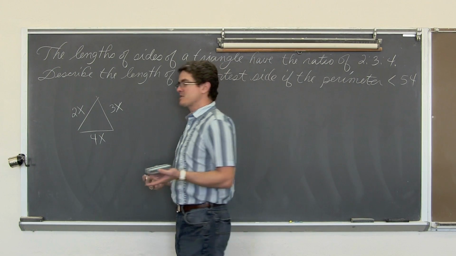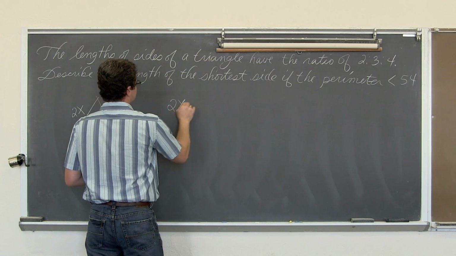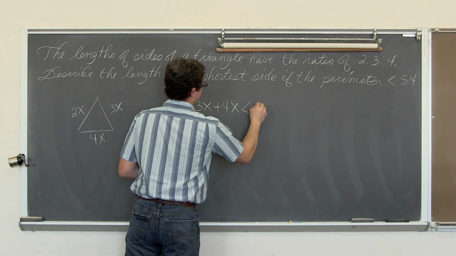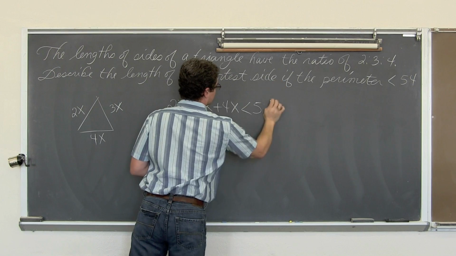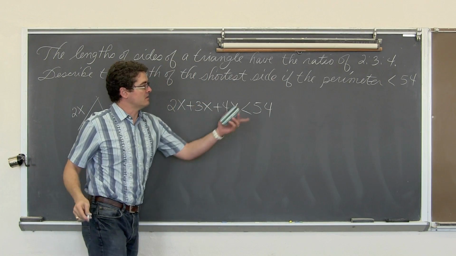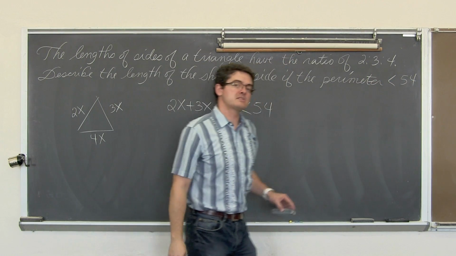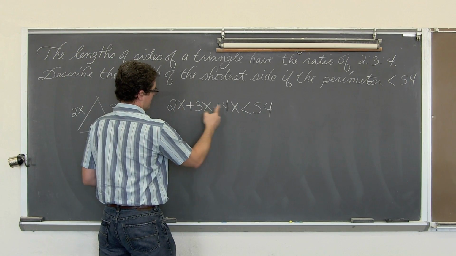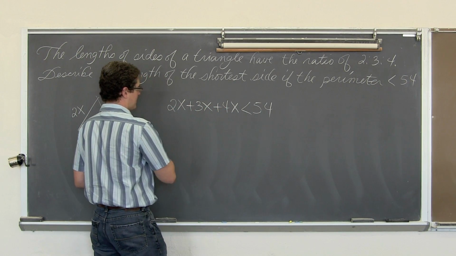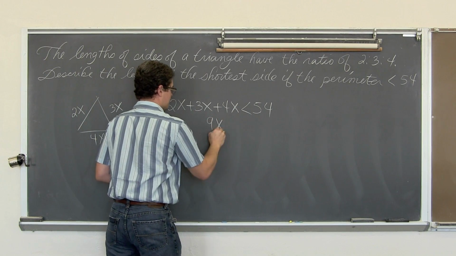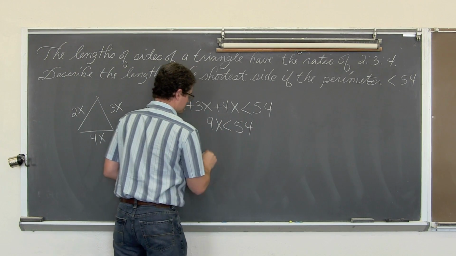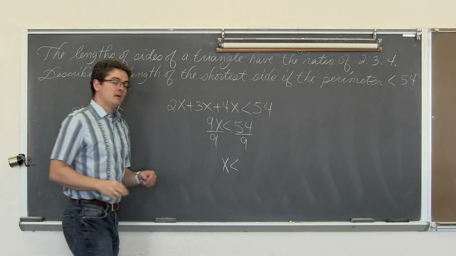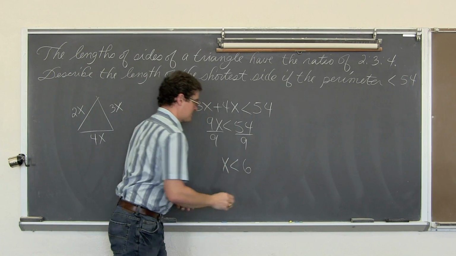Now, perimeter is add all the sides up, so that means that 2x plus 3x plus 4x has to remain less than 54, since that's the stated condition for the perimeter. It has to stay less than 54. So we have like terms of 2x, 3x, and 4x, so that's going to be 9x is less than 54. Divide both sides by 9, and that means that x has to remain less than 6.